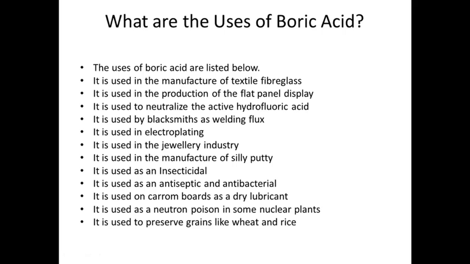Some of the uses of boric acid: it is used in the manufacture of textile fabric and glass. Since it is a crystalline solid, it can be used in fiberglass. It is used for flat display panels. It can also be used in electroplating, the jewelry industry, insecticides, and for antibacterial and antiseptic properties. It can also be used for the preservation of grains like wheat and rice.